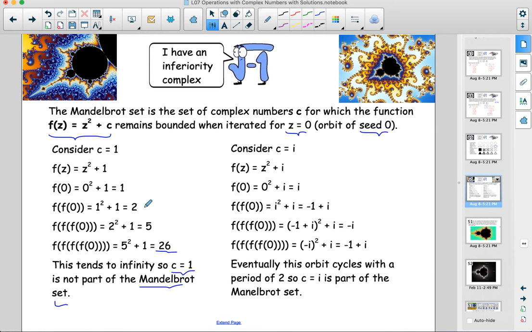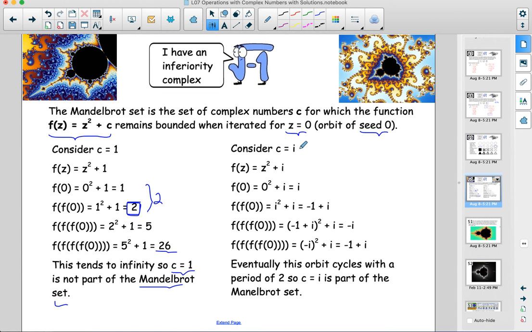And in fact, once you hit 2, you're shooting off to infinity. So it's called escaping. So we're escaping. How many times did we have to do that? We did that twice, right? So it escaped after 2.